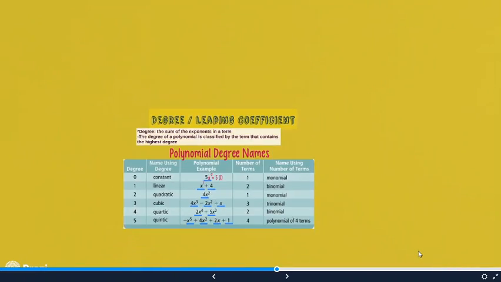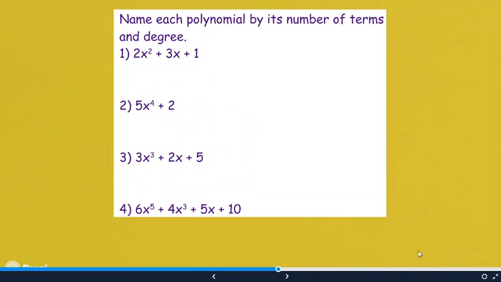Okay, so knowing all that, now let's start our first example problem. So we'll be doing examples 1 through 4 all together. Okay, so what we're going to do, we're going to name each polynomial by its number of terms and by the degree. Okay, so let's get going.